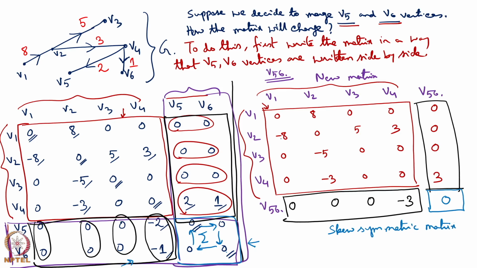Check it out. V2 to V1 is minus 8 and V1 to V2 is plus 8. Here it is minus 5, V3 to V2, and V2 to V3 is 5. V4 to V2 is minus 3 and V2 to V4 is 3. V56 to V4 is minus 3 and V4 to V56 is plus 3. So the story matches. Now it will be obvious, but I want to demonstrate how the new graph will look. That will be obvious if they merge, but let there be no ambiguity left.